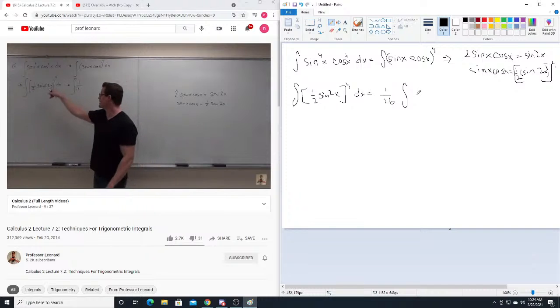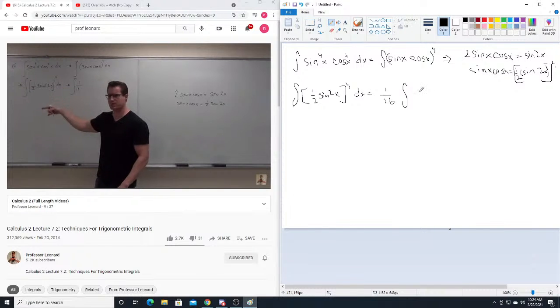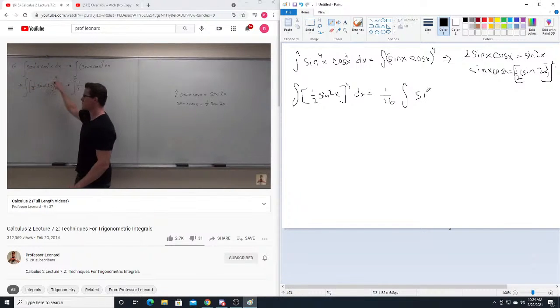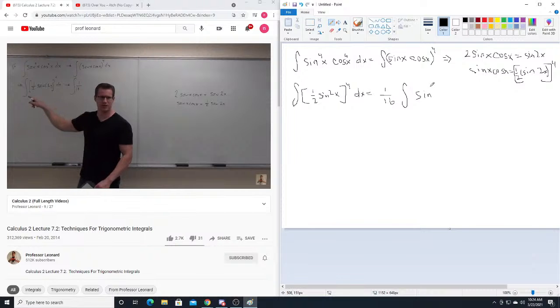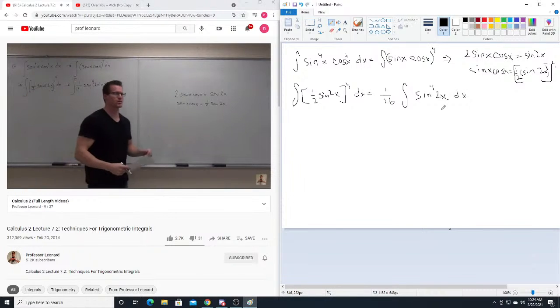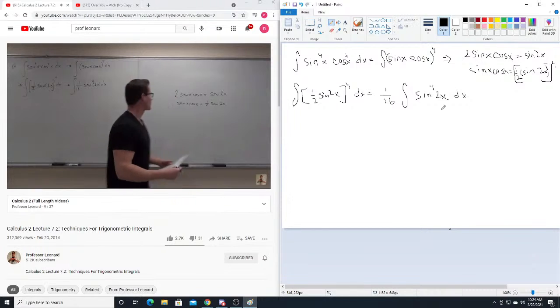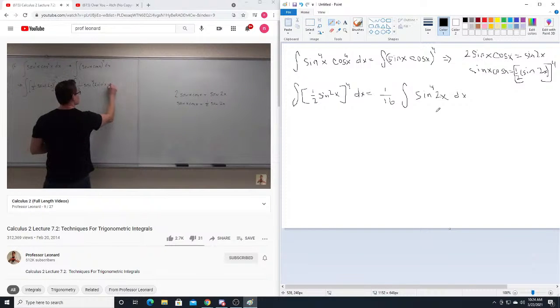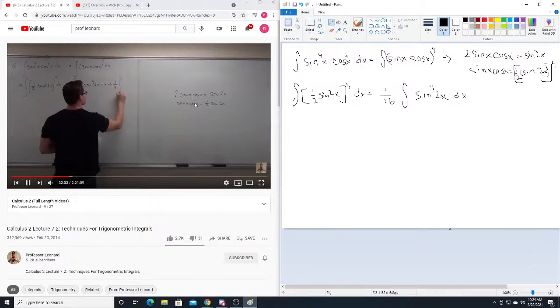Well, you might not be taking that to the correct power. So be careful with this stuff. This whole thing is being raised to the fourth. Now, if you understand that concept, okay, then I've got 1/16 sine to the fourth power of 2x dx. Looks a little bit nicer. What's the next thing I'm going to do? Move on to that constant, 1/16.